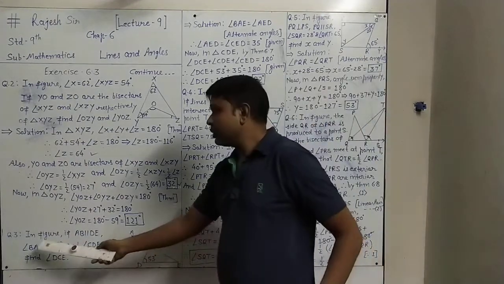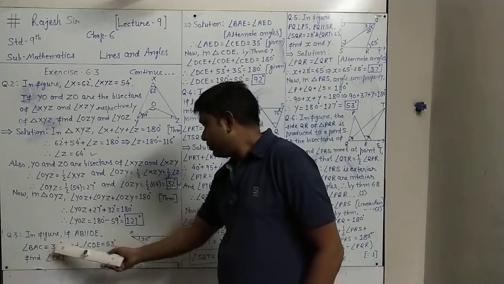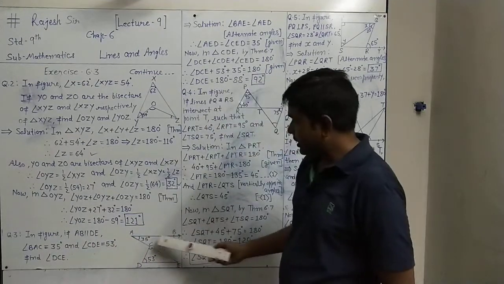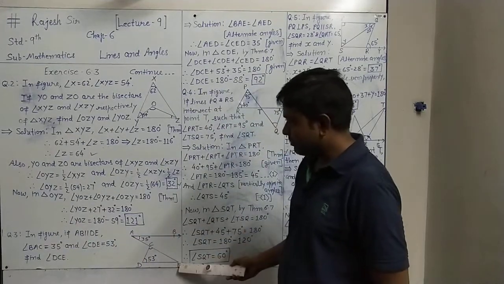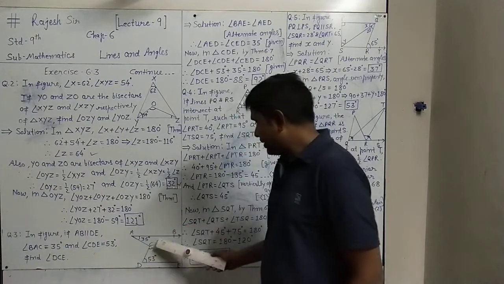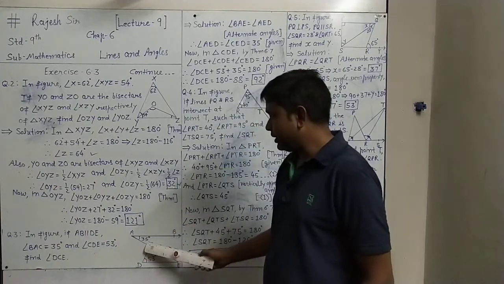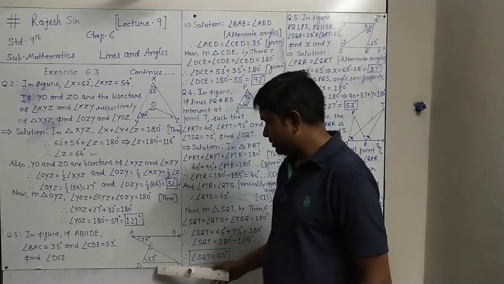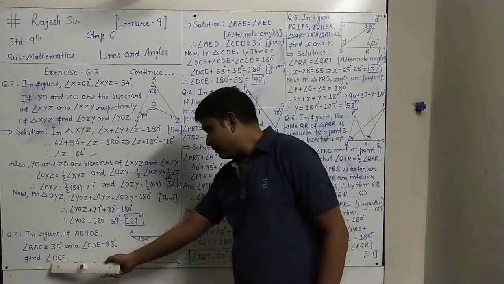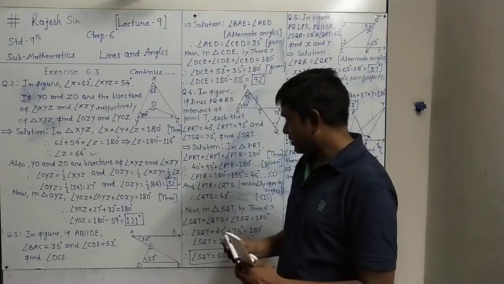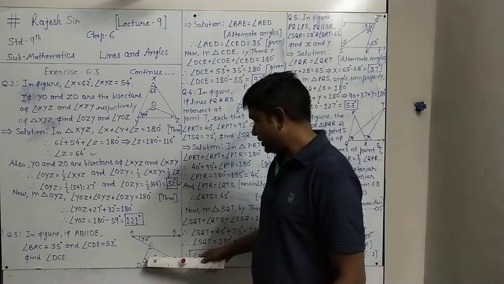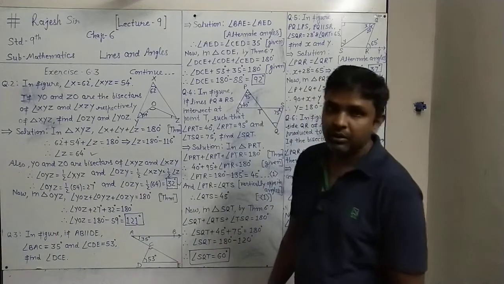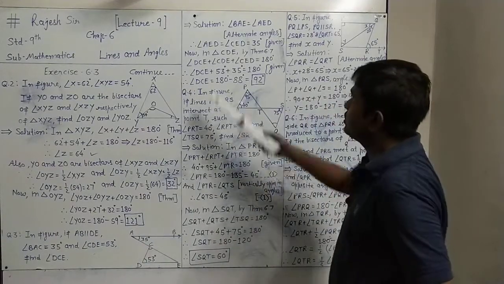Next, we have question number 3. In the figure, AB parallel to DE is given. Angle BAC is 35 degrees, and angle CDE is 53 degrees, as shown in the figure. We need angle DCE. How to get this? See the solution.